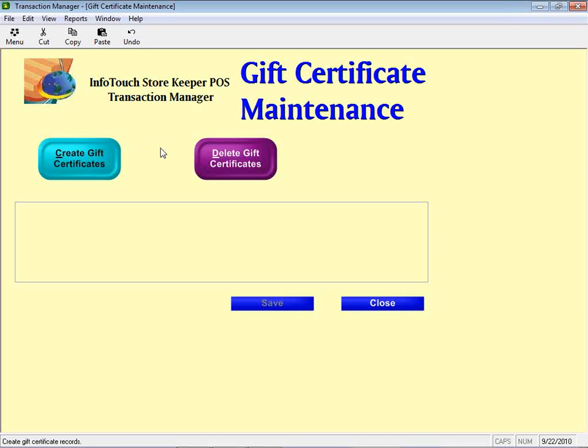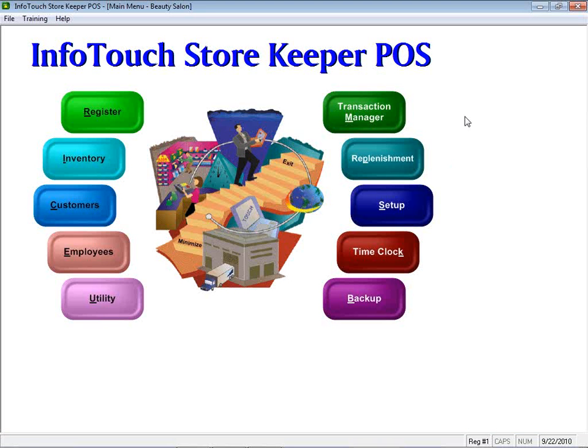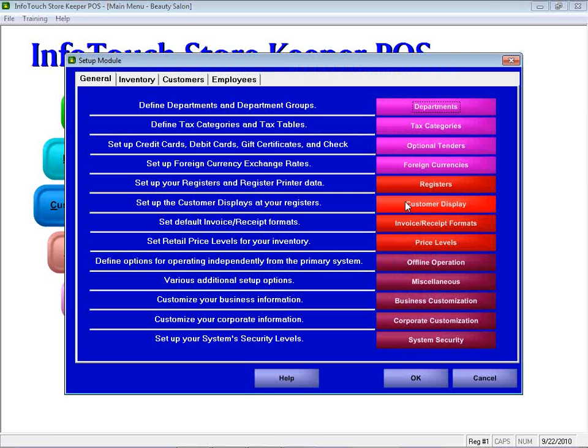But lots of stores don't want to have to go through the hassle of getting the cards. They want to be able to give out something to their customers directly and be able to track it internally. And in that case, we use gift certificates. And in order for gift certificates to be tracked, actually, let me switch back for a second to the main menu and go into Setup.